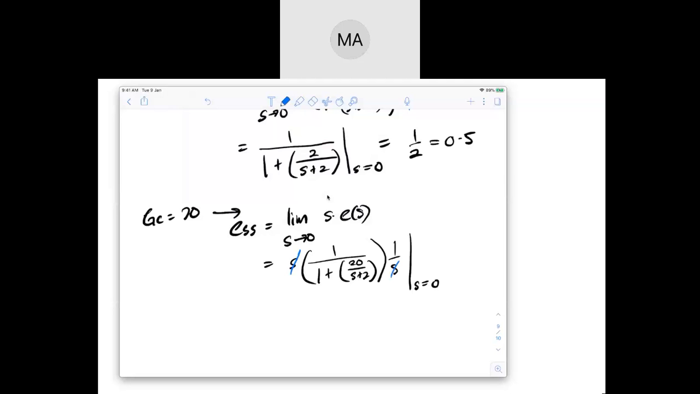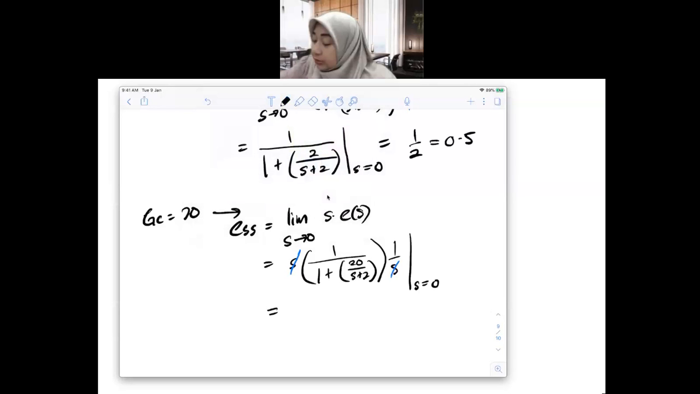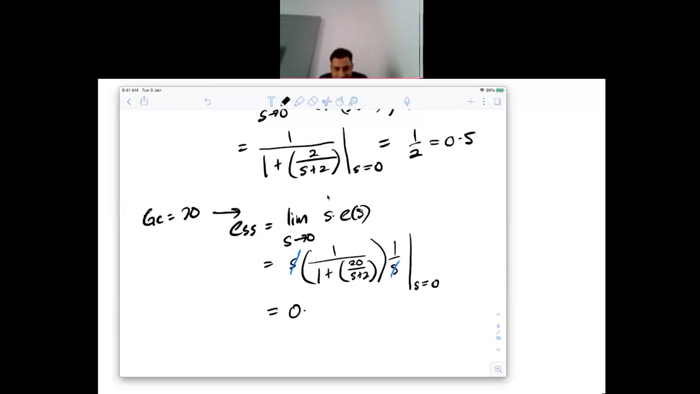I'll have 20 over 2. 20 over 2 is 10. 10 plus 1 is 11. So I will get 0.09. Okay, that's great. So it gives me an error of almost 0. Not 0.9, it's 0.09, isn't it? 1 over 11. What is 1 over 11?